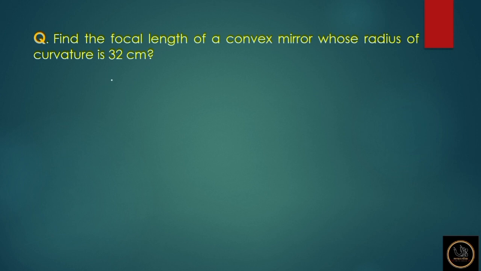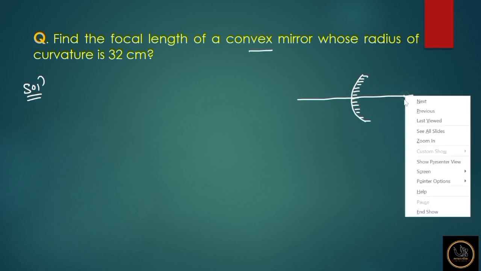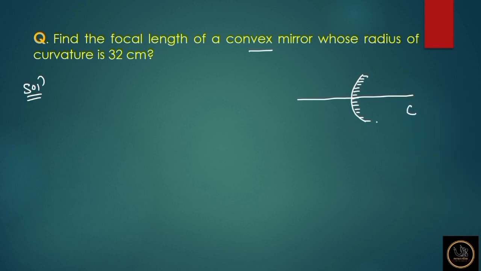The second question is, find the focal length of a convex mirror whose radius of curvature is 32 centimeter. So here which mirror is given? Convex mirror is given. So first draw the convex mirror to find out the sign convention. Here convex mirror. So this is convex mirror, principal axis. Then यहीं कहीं पे होगा center of curvature and this one is radius of curvature. So here radius of curvature R is positive. So it is given as 32 centimeter.